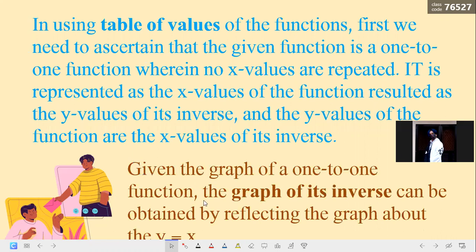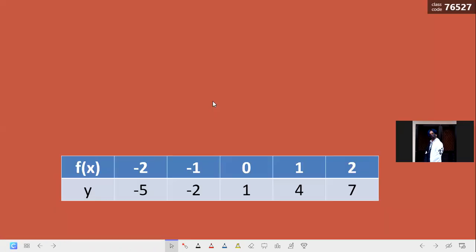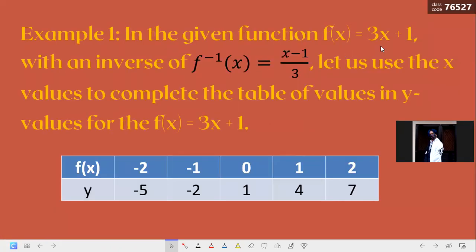Then, given the graph of a one-to-one function, the graph of its inverse can be obtained by reflecting the graph about y equals x. Tignan natin. Di ba kanina we tried to solve for it. Ngayon sa table of values, ang hahanapin po ninyo ay table of values for the original function, not for its inverse.